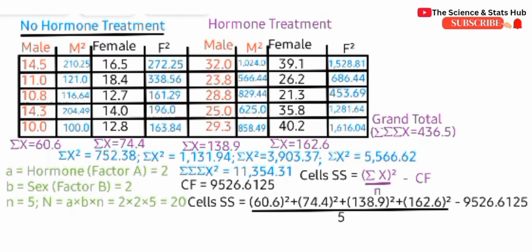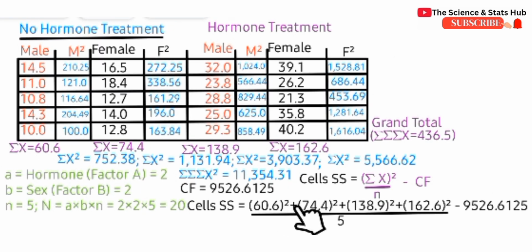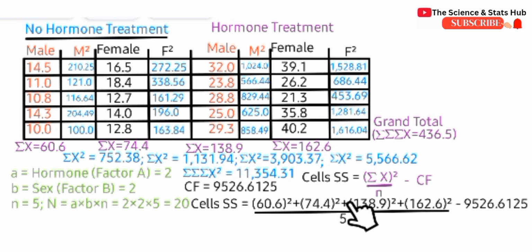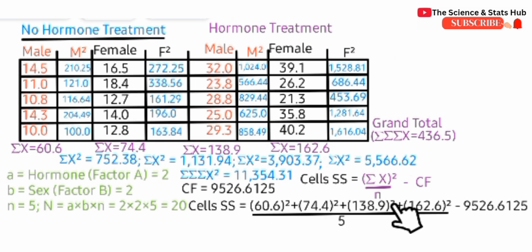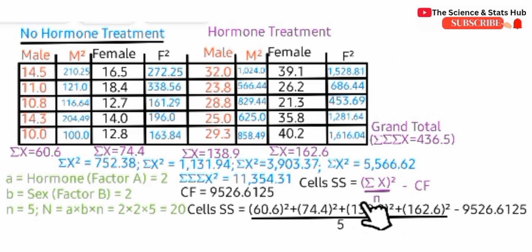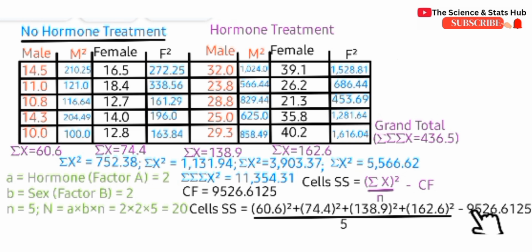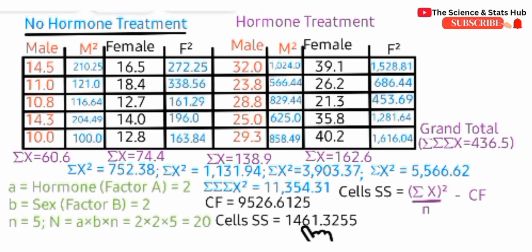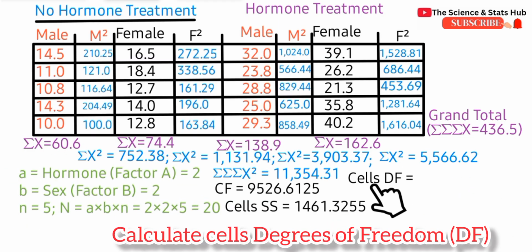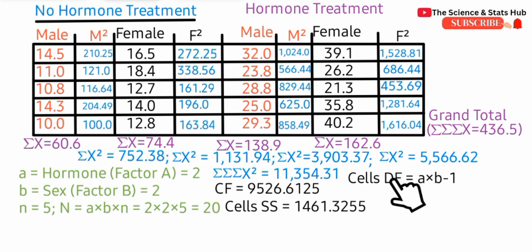So we have 60.6 squared plus 74.4 squared plus 138.9 squared plus 162.6 squared, divided by n. With this, our n value is 5, and then minus CF, and our CF value is this, which gives 1461.3255. Now let's calculate the cells degrees of freedom. We use this formula: our a value is 2, multiplied by b, our b value is also 2, then minus 1. 2 times 2 is 4. 4 minus 1 is 3. Therefore, cells degrees of freedom equal 3.